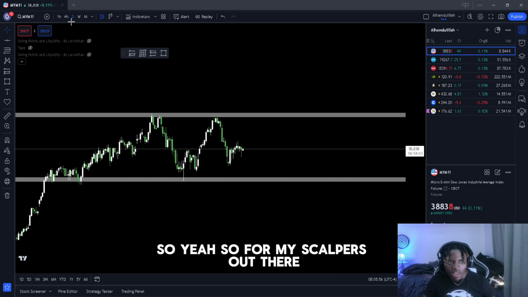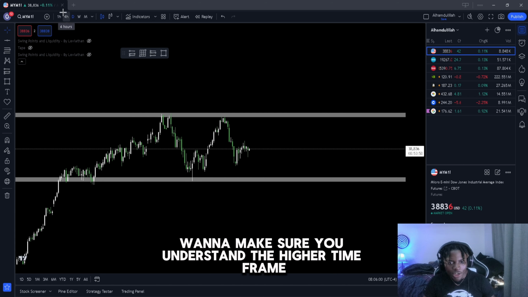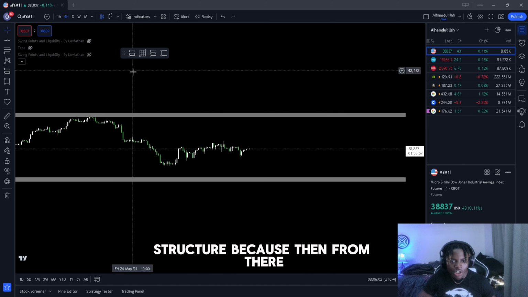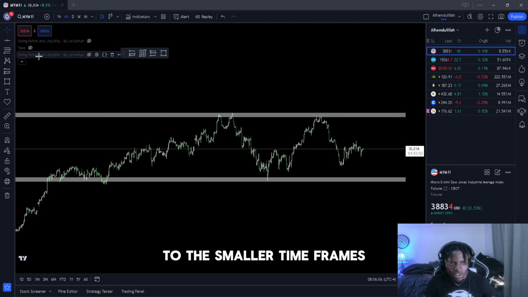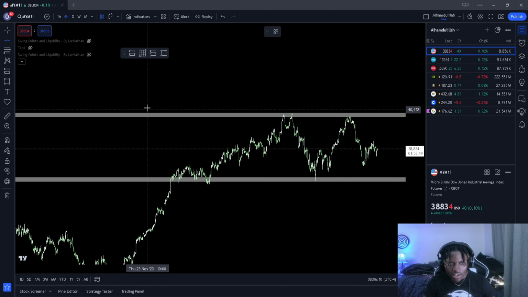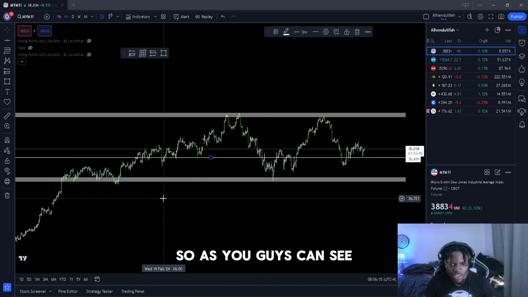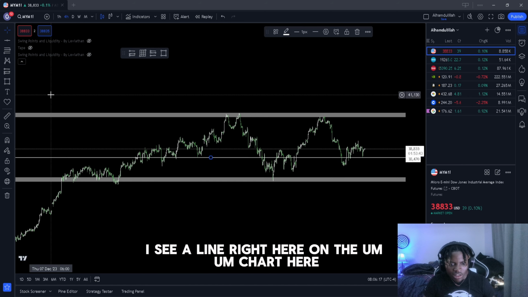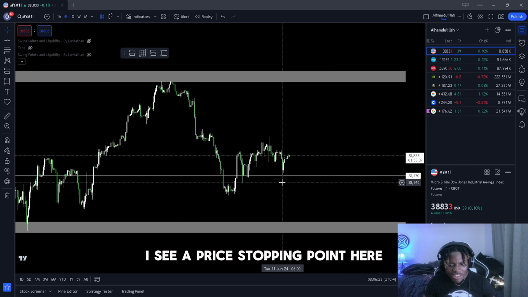So for my scalpers out there, even if you guys do scalp, you want to make sure you understand the higher time frame structure, because then from there it's a lot easier to scale down to the smaller time frames and start drawing lines in between the actual structure here. So as you guys can see here, we'll look for some tiny wick points here. I see a line right here on the chart here. So this is going to let me know that, okay, I see a price stopping point here.